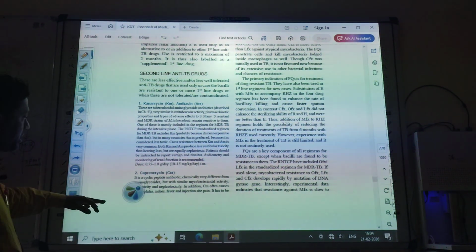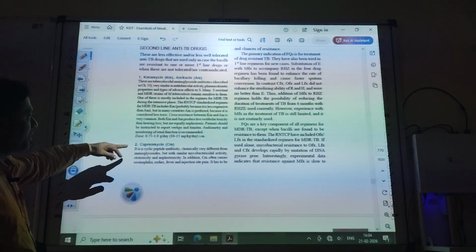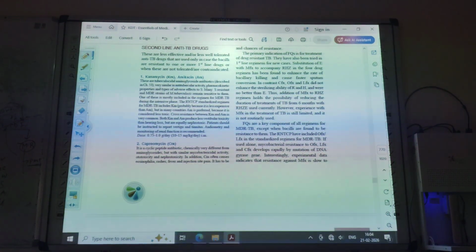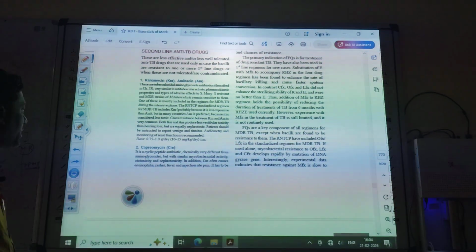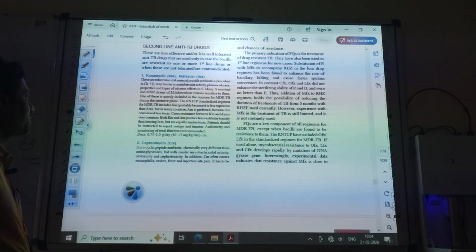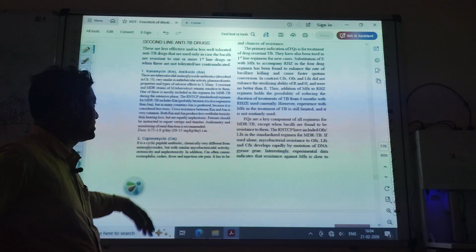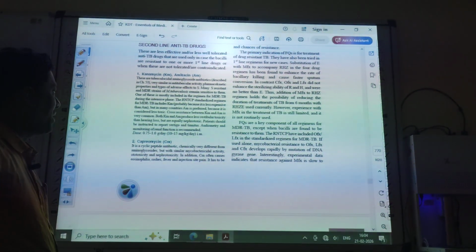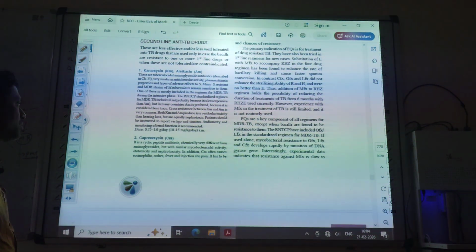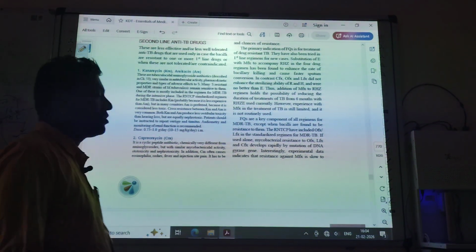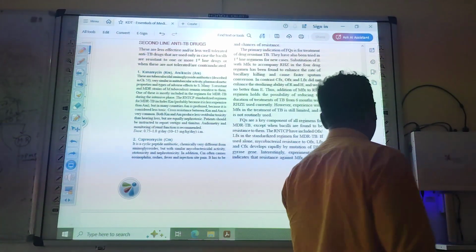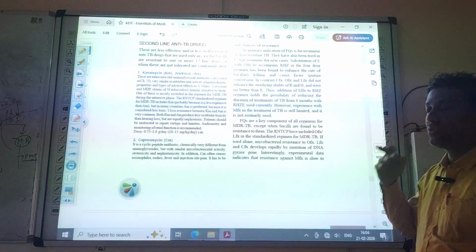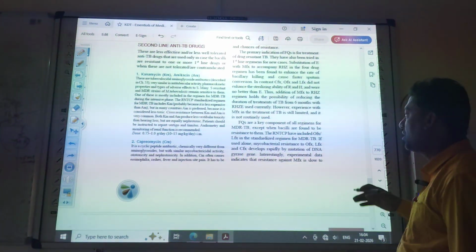Then number 2 is capreomycin, CM. The capreomycin is represented as capital C, small m. Okay, CM. You have to note it. It is a cyclic peptide antibiotic, capreomycin. Chemically very different from aminoglycoside, but with similar mycobacterial activity and ototoxicity. It has ototoxicity and nephrotoxicity. Ototoxicity means the toxicity to the ear. Toxicity to the ear is known as ototoxicity. Okay.